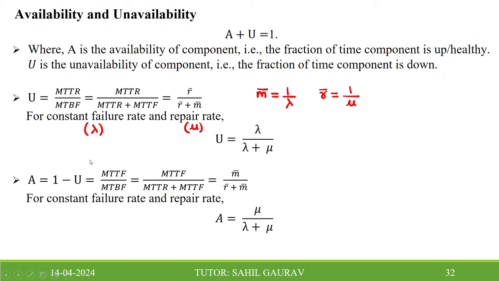So from here you can get it, Dharmender, because availability you have to take with respect to mean time to failure, because for this fraction of time the component is up or healthy in condition, while unavailability is when the component is in down condition. So it is taken with respect to mean time to repair.